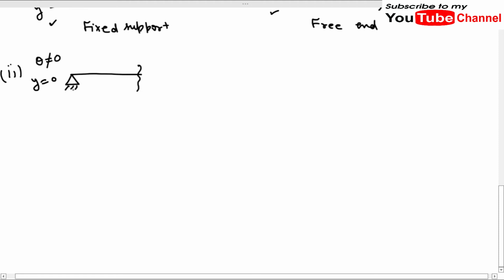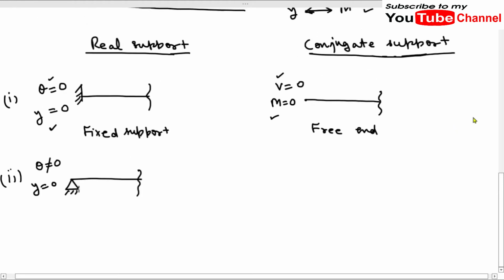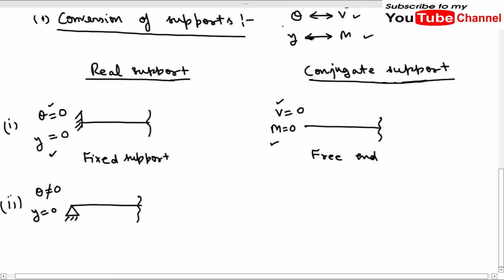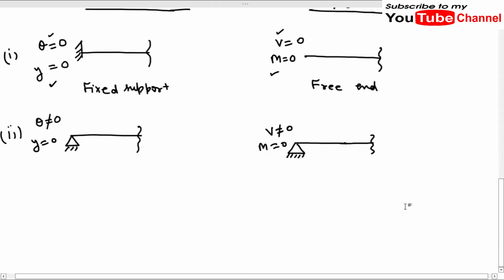Now we want to convert this support into its conjugate case. As I have written here, in the real beam we have theta, in the conjugate beam we have shear. So to convert this into its conjugate support, we should change it into a support which will have shear force but will not have moment. The only type of support which has these two requirements is the pin support. At a pin support we will have shear force not equal to zero, but moment will be zero. So this pin support satisfies both requirements.